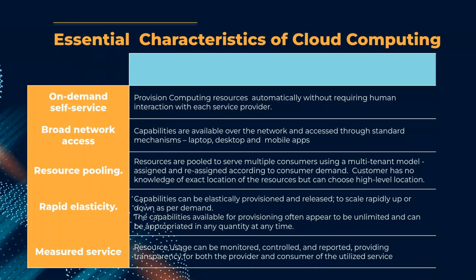That means on the physical server there is some capacity left that will be used by someone else. So you have a bunch of resources which are pooled together and anyone can use from it. Okay, the next one is rapid elasticity.